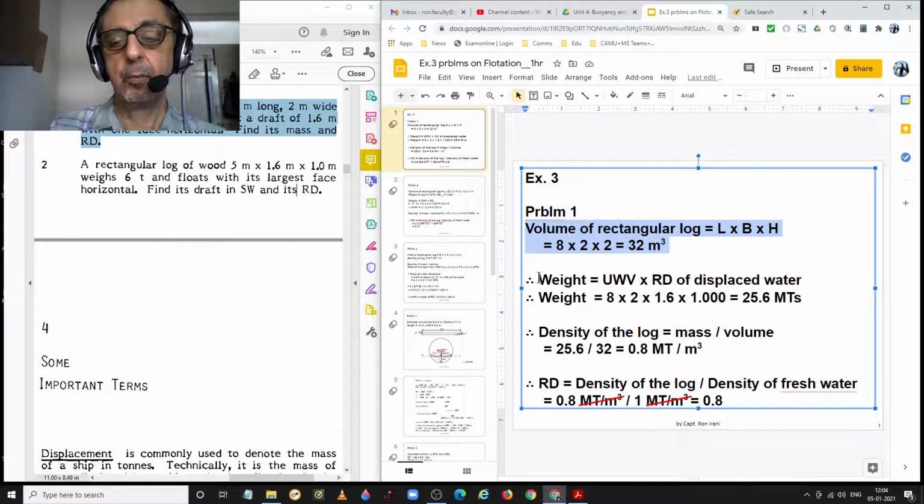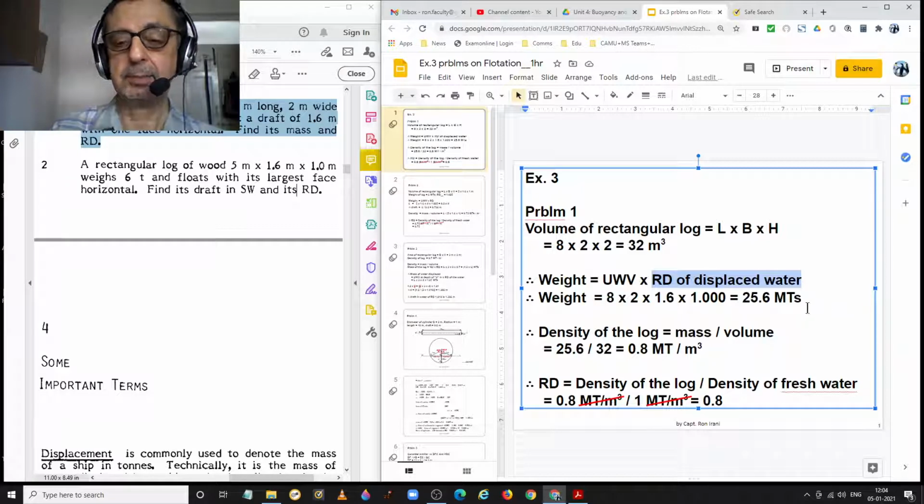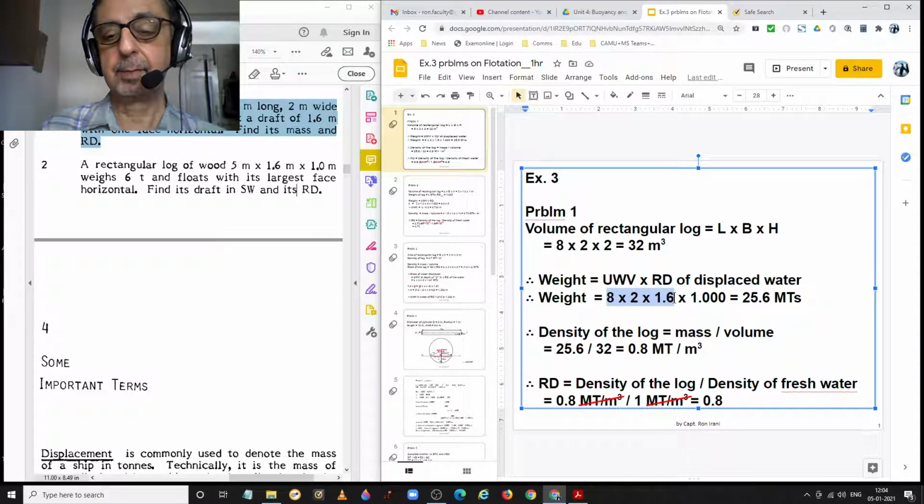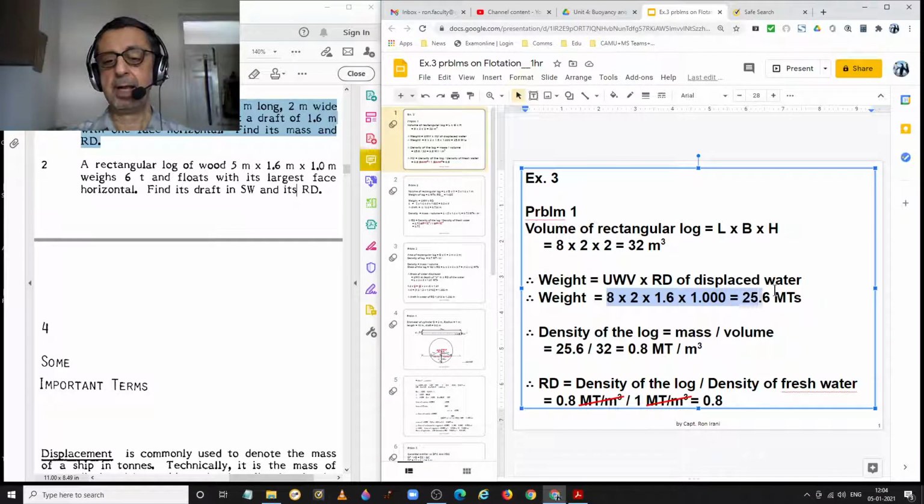The weight of the log is equal to underwater volume multiplied by the relative density of the water displaced. Now, the underwater volume is that volume which is below the water, and in this case it is at a draft of 1.6 meters. Whatever is underwater at a draft of 1.6 meters, we will calculate that. So that works out to underwater volume length into breadth into a draft of 1.6 multiplied by the relative density of fresh water, that is 1, and that gives us equal to 25.6 metric tons.